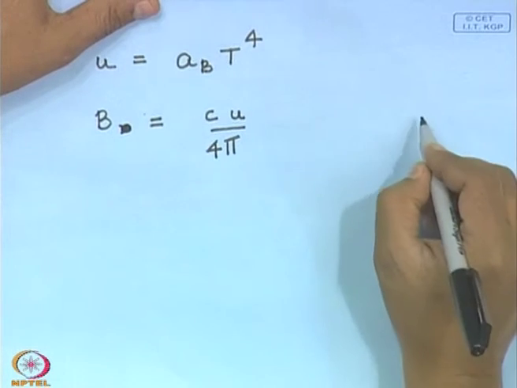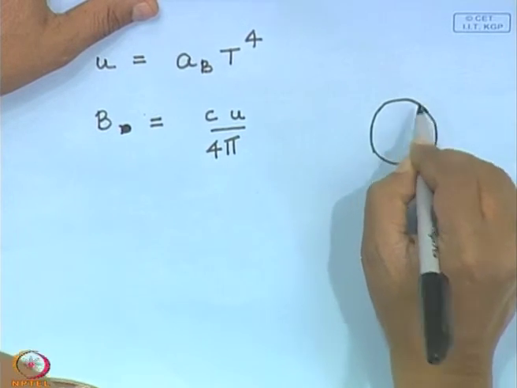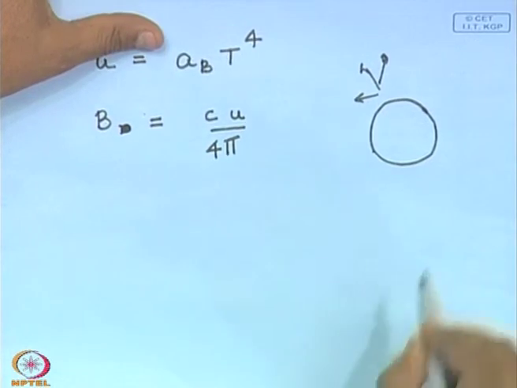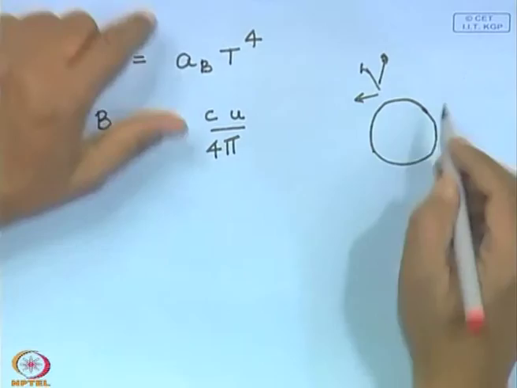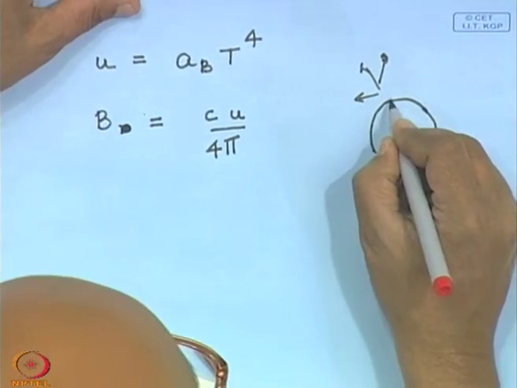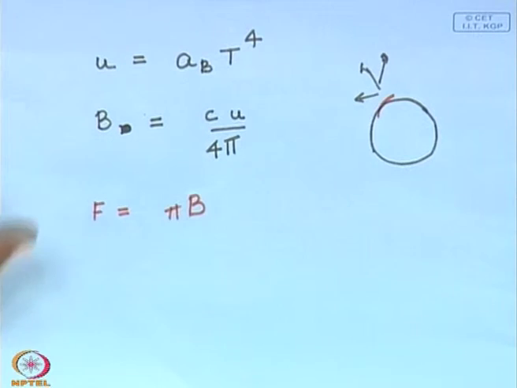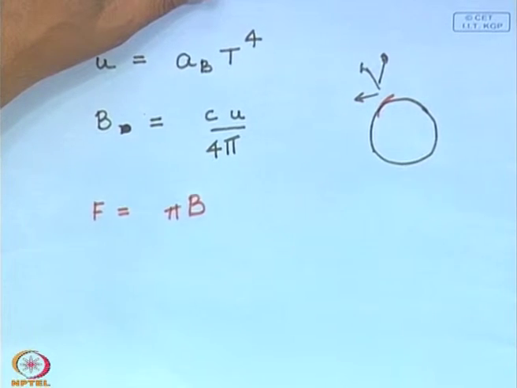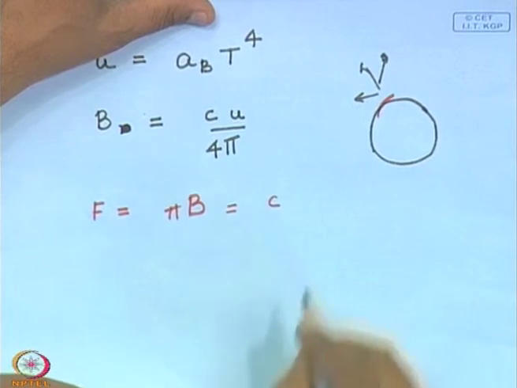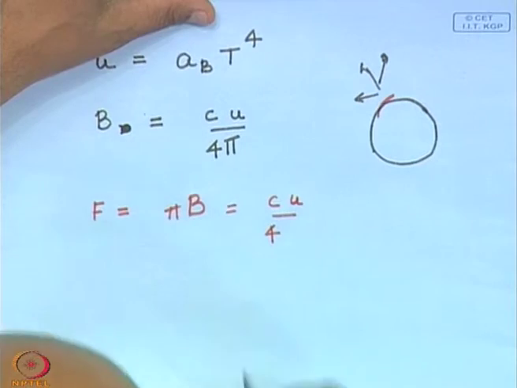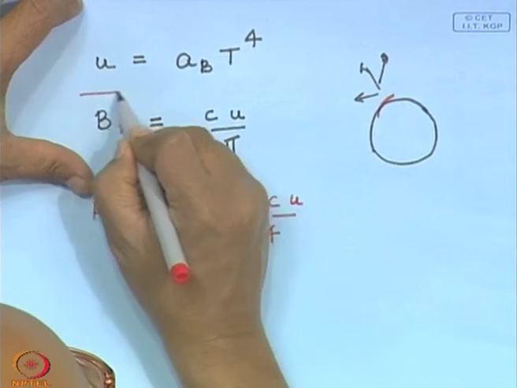Now, we had also, remember, considered a problem where we had a spherical surface emitting isotropically in all directions with the brightness B, and we had calculated the flux at different distances from this, and we had seen that at the surface the flux was equal to pi into b, and that is easy to understand. You have to just integrate over half basically. Okay. So, this was what we had seen, that the flux is equal to pi into b. So, the flux is equal to C times u by 4. So, this is actually what is called the Stefan-Boltzmann law.